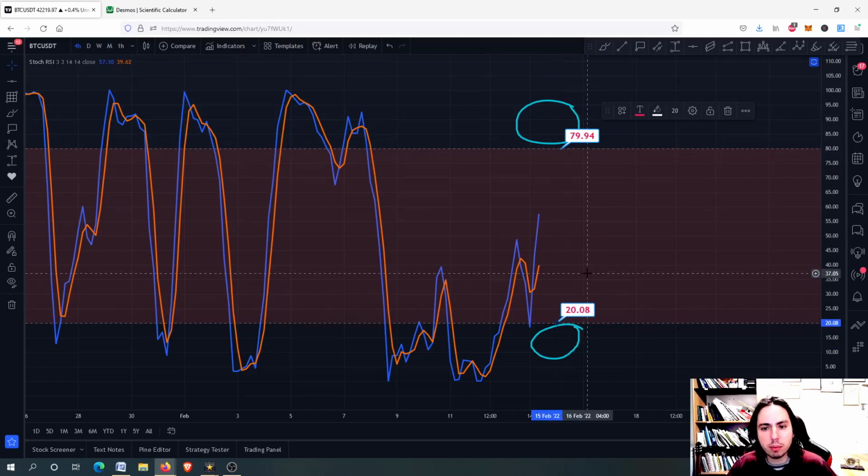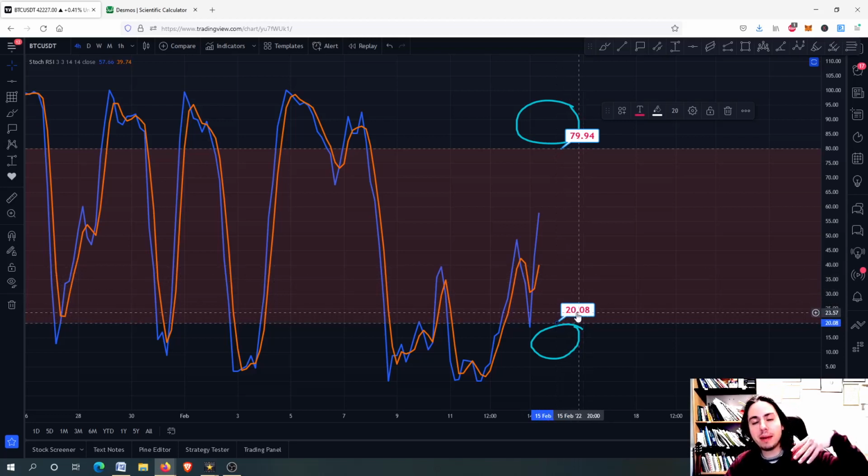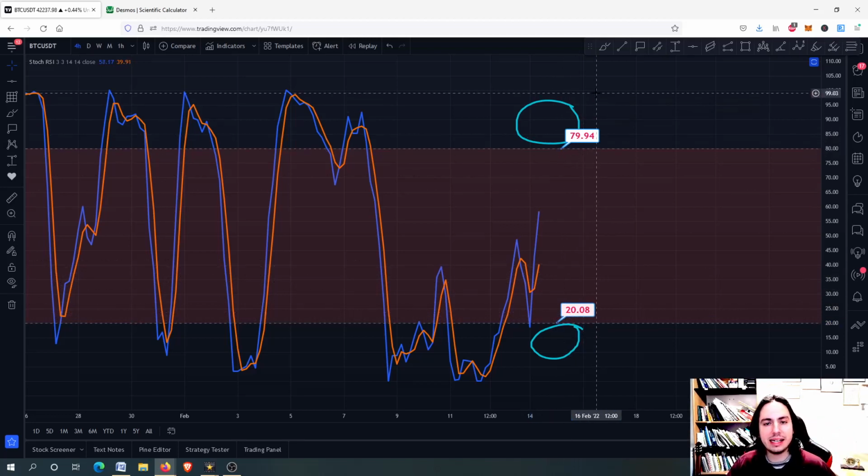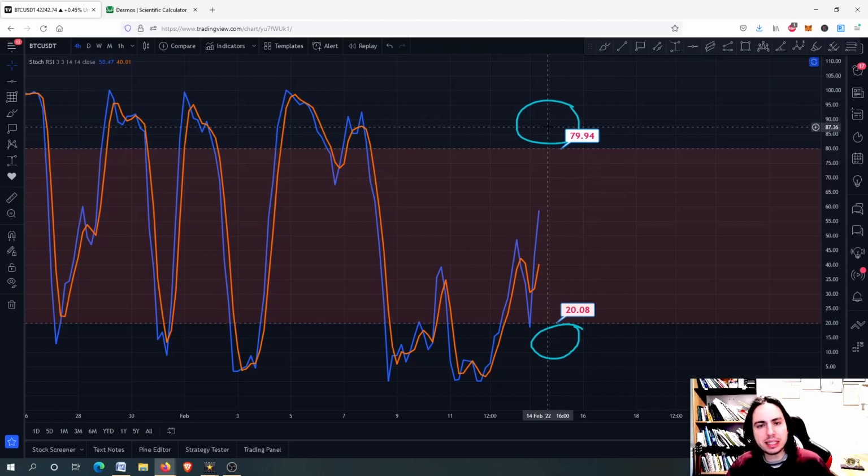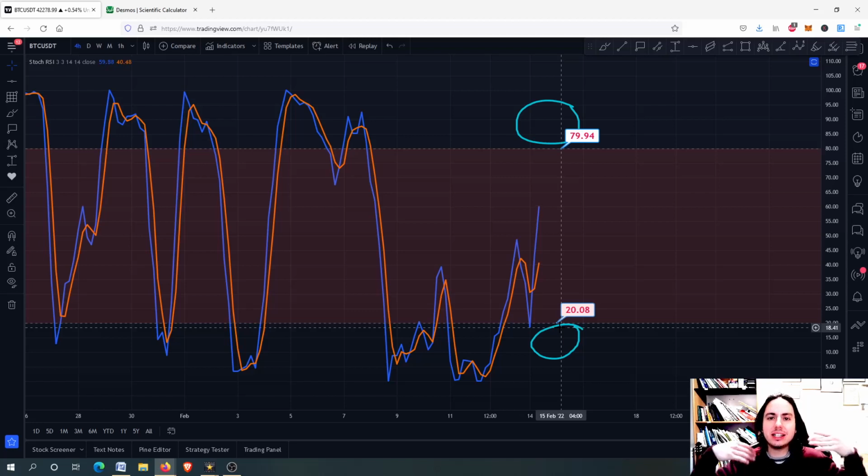When do we have an overbought? We have it when too many buyers have stepped in, and now we need sellers to step in pretty soon, so we expect a correction. When we have an oversold, we expect buyers to step in, so we should expect an increase in the price. We should expect the price to run higher.